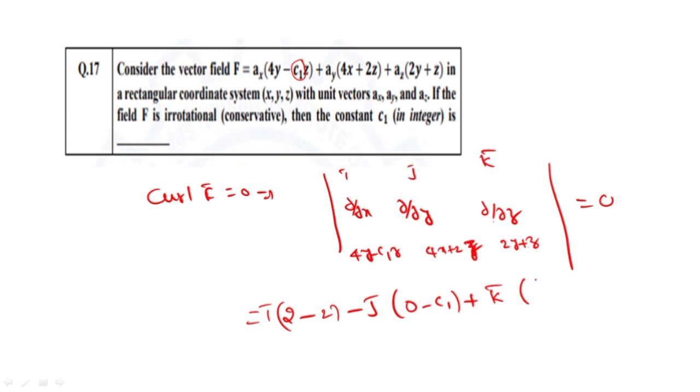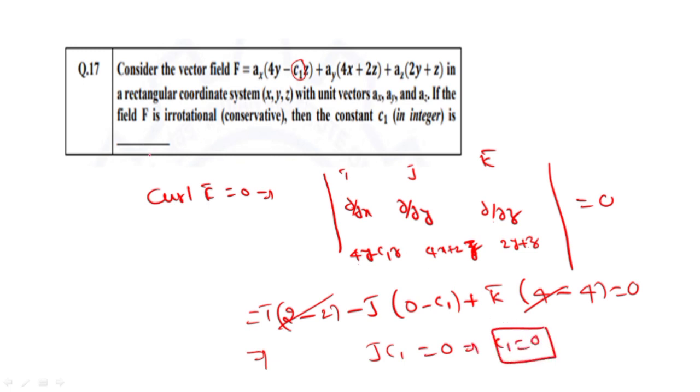dou by dou x of this, 4, minus dou by dou y of this, 4, equal to 0. This is 0, this is 0, j times c1 equal to 0 means that c1 equals 0. Okay, the constant c1 is 0.